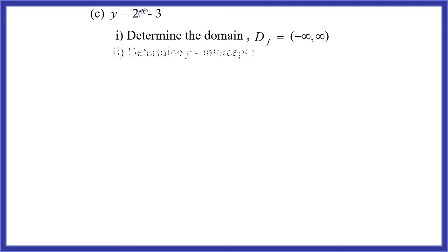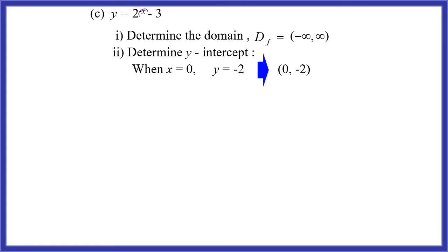What is the domain first? It's always negative infinity to infinity. And then when x equals 0, the y-intercept: y = 2^(negative 0) minus 3. Negative 0 is 0, and 2^0 is equal to 1. So 1 minus 3 is equal to negative 2. So we have a point (0, negative 2).